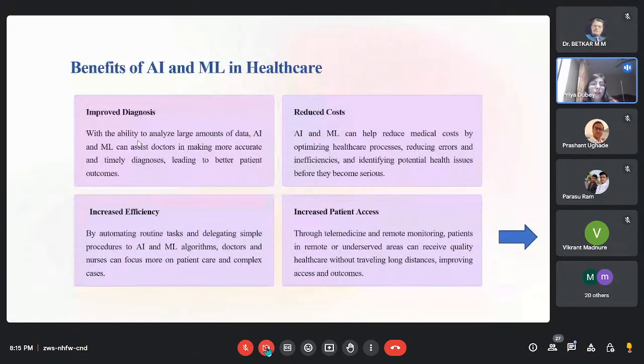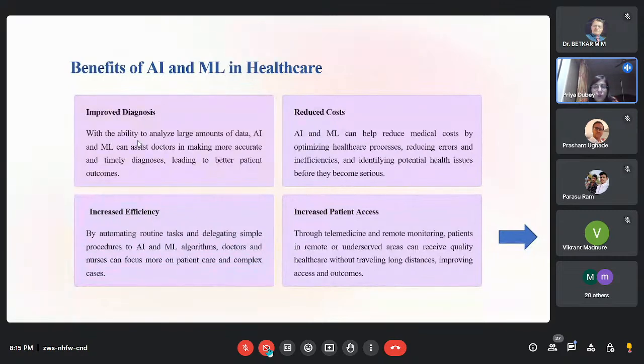Now, coming to the benefits of AI and ML in healthcare, this is the same as we discussed in the last slide. It results in improved diagnosis, because diagnosis time has been reduced as a lot of data is generated and machines are so accurate in performing this diagnosis.